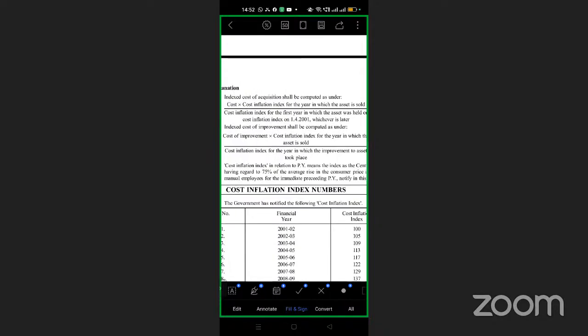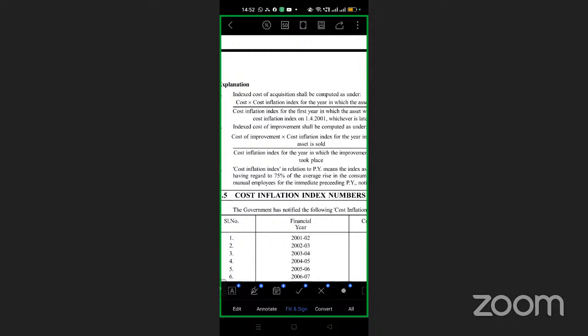Even the indexed cost of improvement is calculated the same way. Cost of improvement means whatever expenditure we incurred on that improvement. For example, for an additional room I incurred 5 lakhs. The year in which the asset is sold is 2022-23, that is 331. And then the year in which the improvement took place. Maybe I purchased the house in 2004-05 and did the improvement in 2010, suppose. So I have to write the 2009-10 index value.